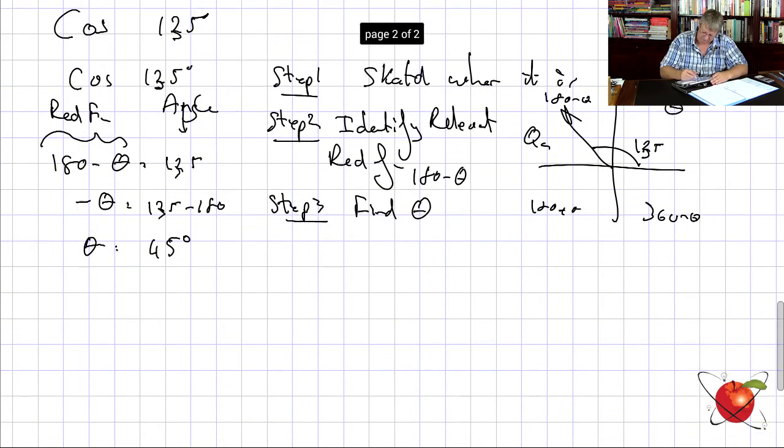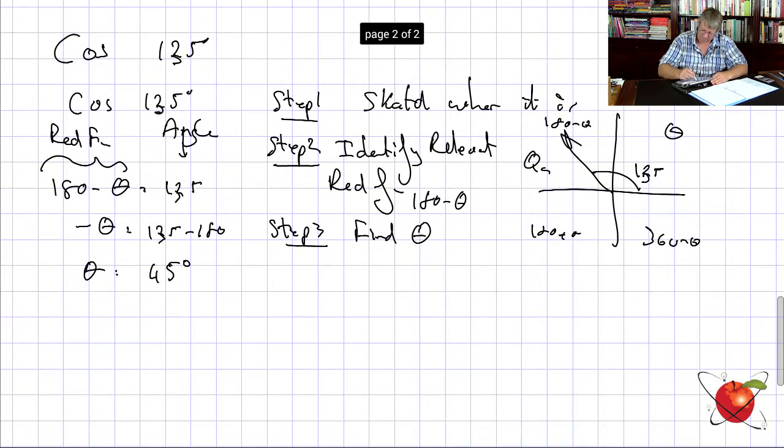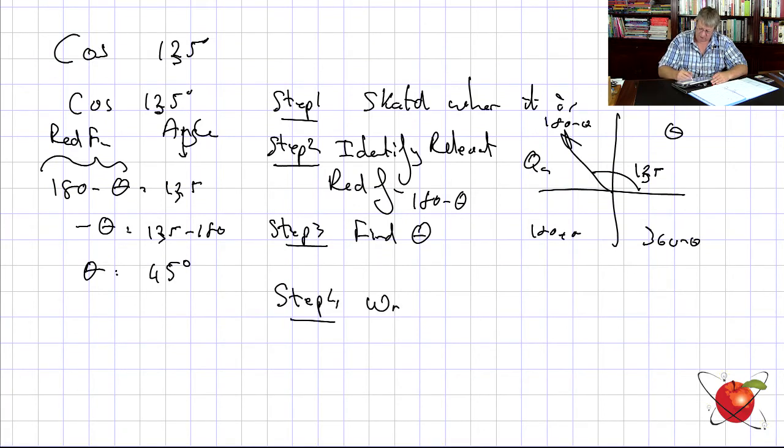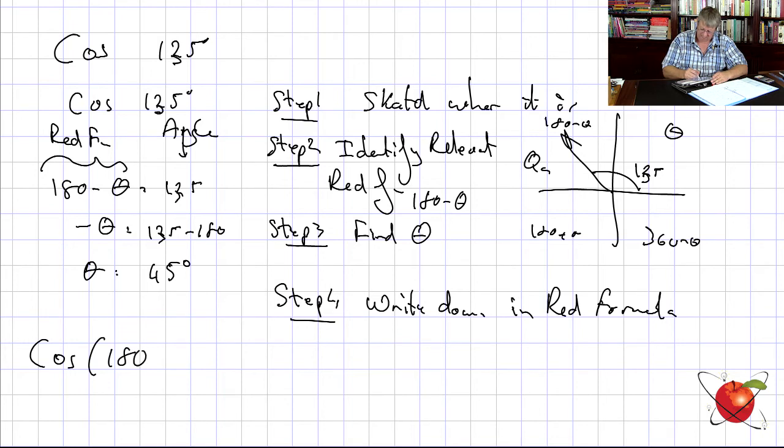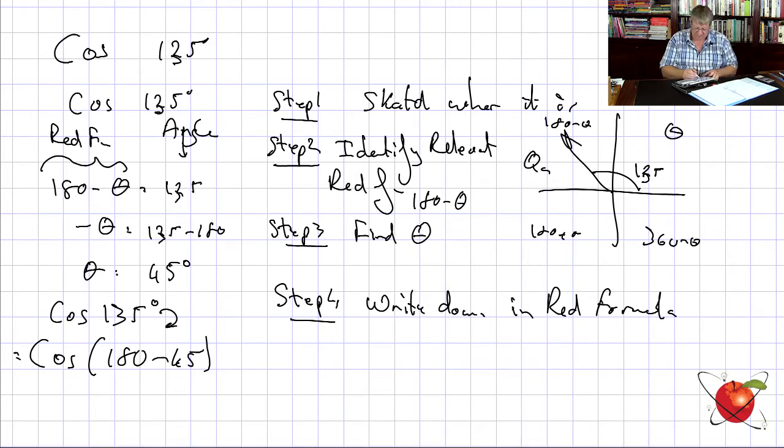Then step 4 is write down the reduction formula. So I've now got cos of 180 minus 45. Remember, we've now taken cos of 135 degrees. It's equal to that, isn't it? It's the same thing. All I've done is I've changed it to be in the correct quadrant.